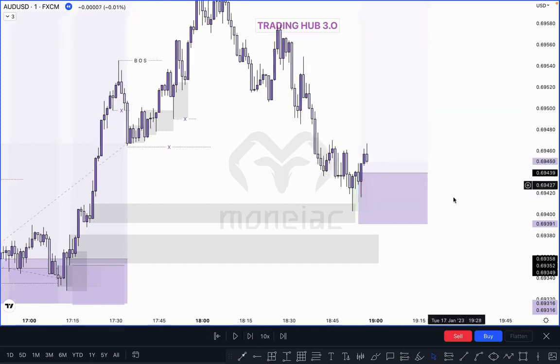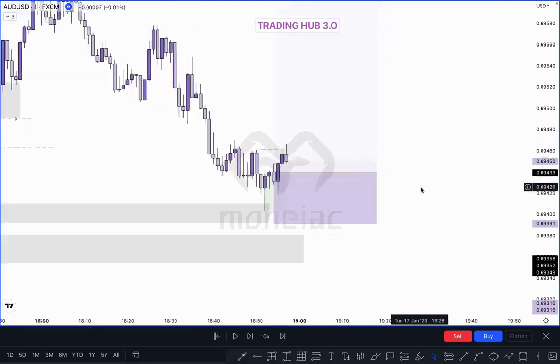So what is happening here? Look at this one. This is our change of character here. This is our micro structure here. Okay, and the same thing will be applicable when the market taps on your POI zone in a higher time frame. So the same scenario will be applicable here.